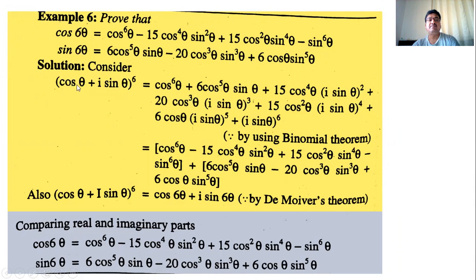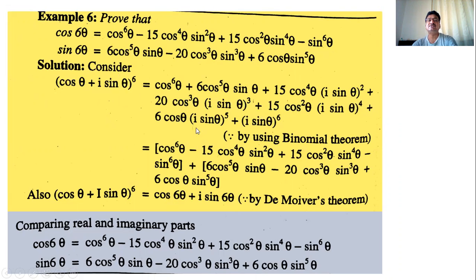Then the power of cos decreased by 1. Here is cos raised to 4 theta, here is cos cube theta, and I sin theta raised to 3. Its power increased by 1. Okay. Then the next term is 6C4. If you find 6C4 by using a calculator, it is 15. The power of cos theta decreased by 1, here is cos square theta, and I sin theta raised to 4, increased by 1.